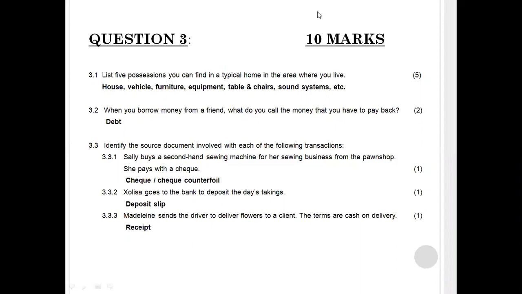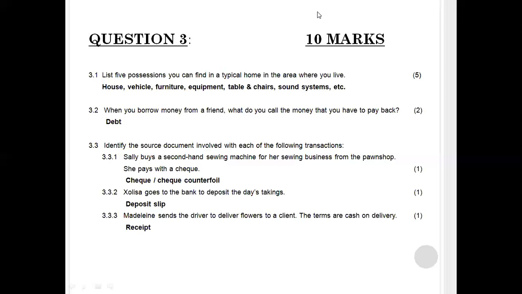Then with 3.3.2, Kulisa goes to the bank to deposit the day's takings, the day's money. So that will be a deposit slip. Okay. Again, if I was looking in the chat box, you said cash. Okay, no. Cash is involved, but I was asking for the source document. Cash is not a source document, okay, but a deposit slip is a source document. All right, so be careful. Look at the question. If I ask for a source document, then I want specific things like receipt, deposit slip, check counterfoil, etc.